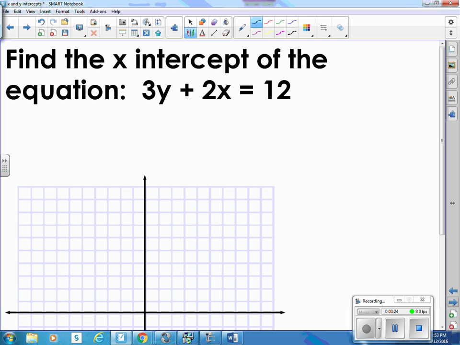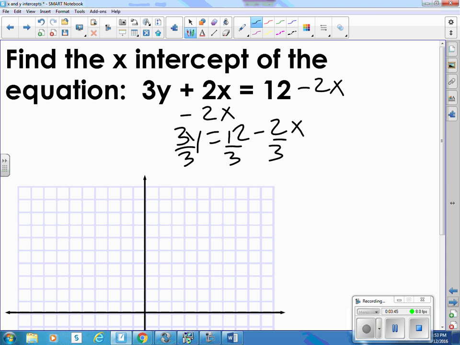Okay, so this is that same one. Let's graph it and see if we find out the x-intercept is 6. So let's solve this thing first. And so that says 3y is equal to 12 minus 2x. Divide everything by 3. So now we have it in the form of the slope and the intercept. The y-intercept is 4. And the slope is down 2 over 3.